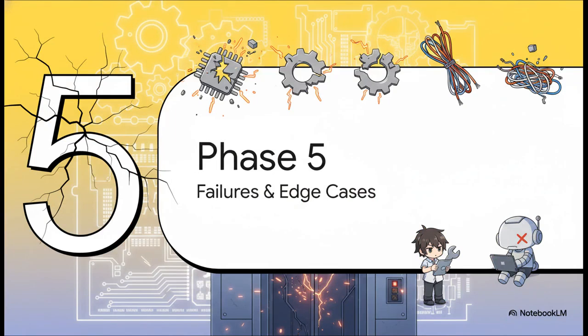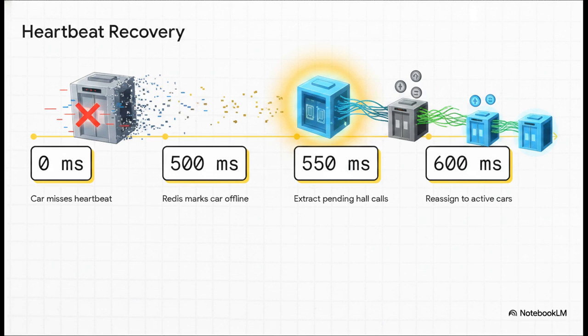Now for Phase 5, hardware failures and edge cases. Look, a true senior candidate knows that pristine software will inevitably collide with broken real-world hardware. Consider a scenario where a physical elevator car suddenly loses its network connection.